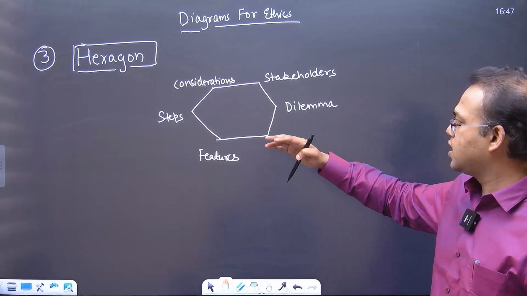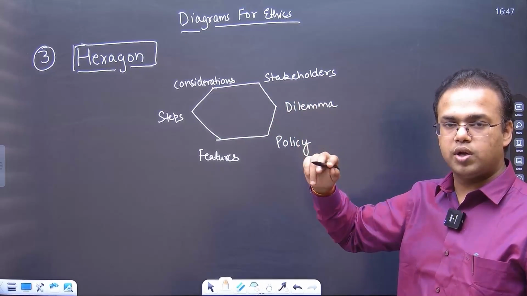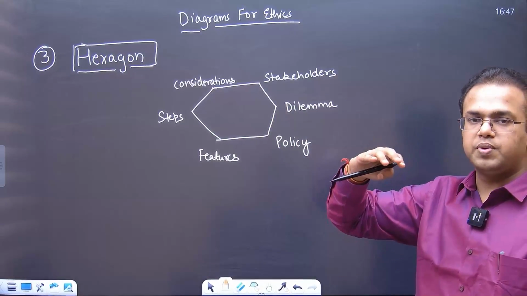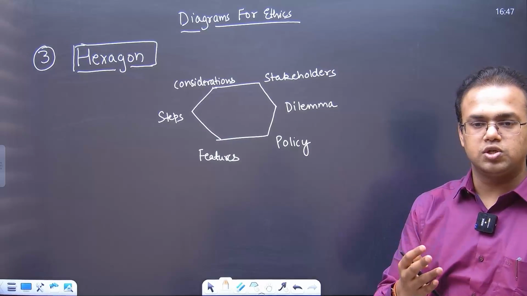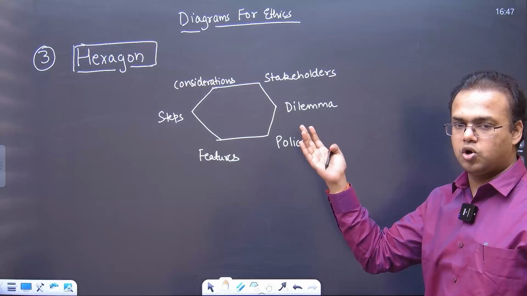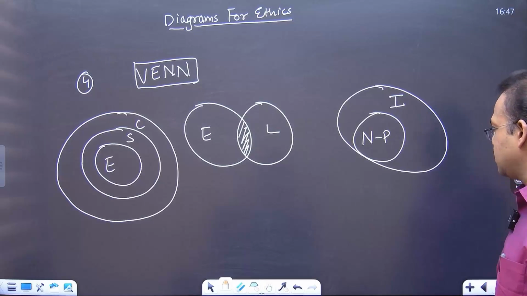Similarly, if there are 6 stakeholders, you can draw a hexagon. In the center you will write stakeholder, and then on the 6 edges of the hexagon you can present 6 different stakeholders. If there are 6 steps or features or policy measures of section A or section B, then you can draw this hexagon. Similarly, if there are 5 or 7, draw the relevant figure for that.